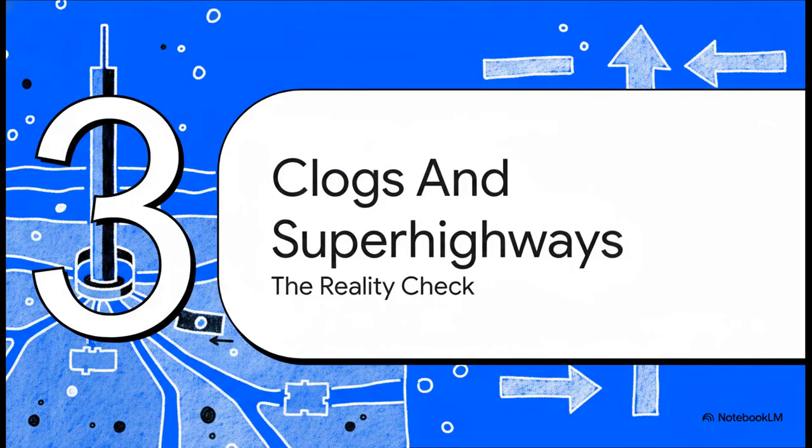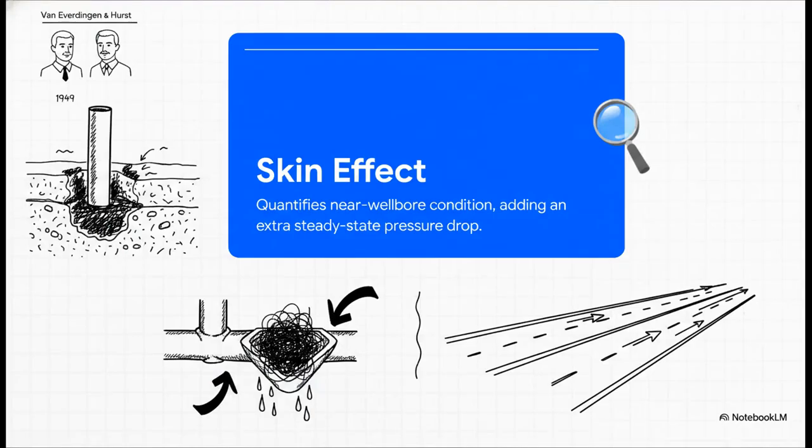Section 3. Clogs and superhighways. The reality check. Back in 1949, engineers Van Everdingen and Hurst introduced this brilliant concept called the skin effect. See, when you drill a well, the actual physical violence of drilling often damages the rock right around the pipe, clogging up those microscopic pores with mud and debris. The skin effect is basically a mathematical value that quantifies this damage. Conceptually, imagine it as either a severely clogged drain adding a massive extra pressure drop to your system, or, if the engineers do their job right, it becomes a newly paved superhighway for our oil.